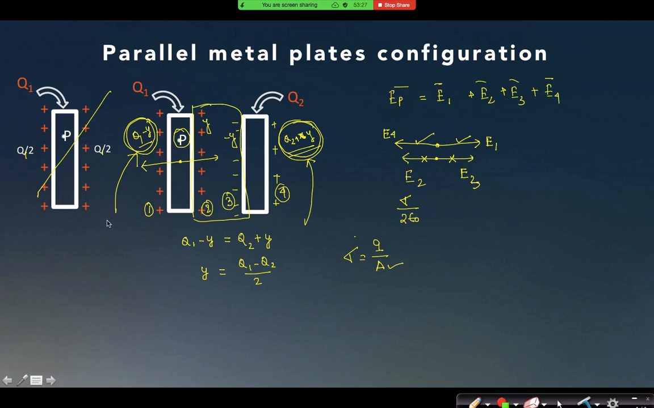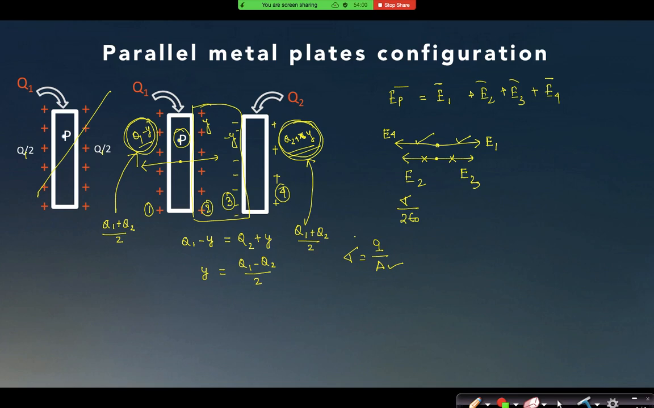The extreme faces carry q1 plus q2 by 2. Here also you will find it is q1 plus q2 by 2. So from here we can find a very important thing: in a parallel plate combination, the extreme faces will carry equal charge.